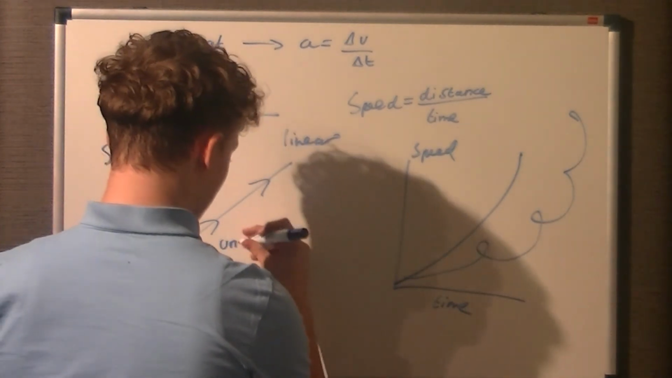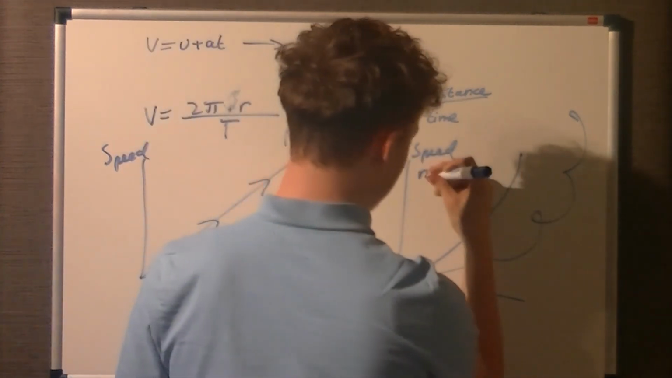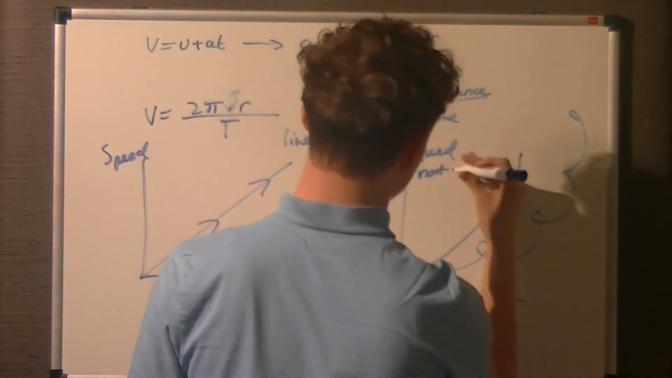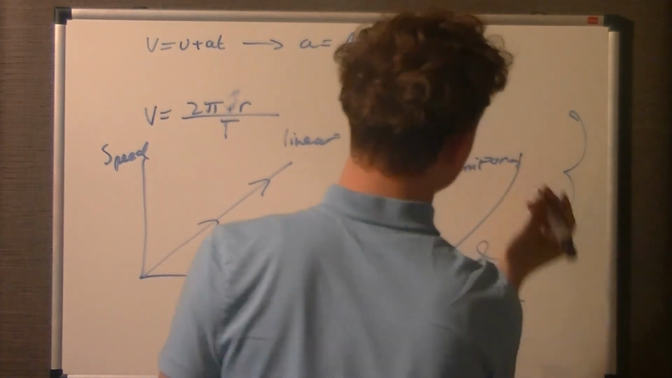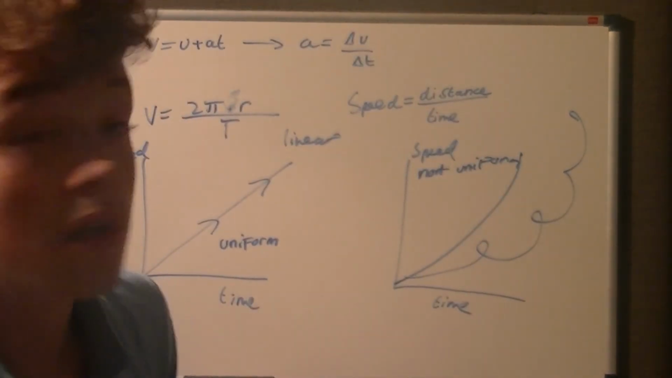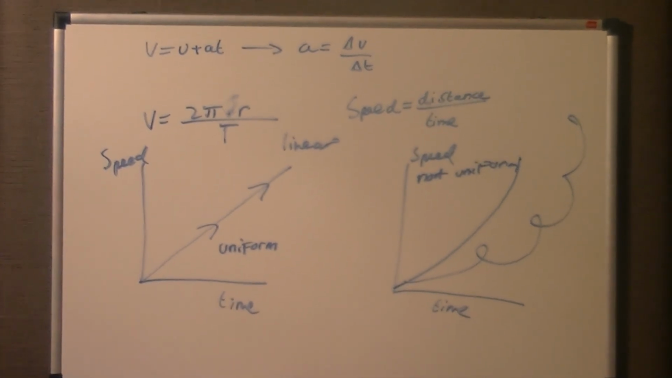So let's label uniform and non-uniform. A straight line is uniform acceleration. It's constant or not constant. Right, so that's pretty much it for acceleration. I hope you've got that, and we'll see you in the next video.